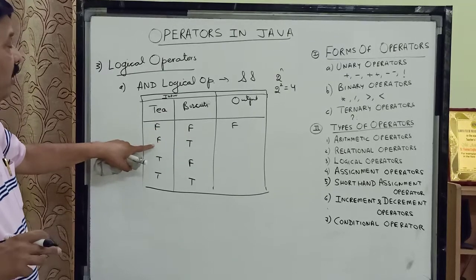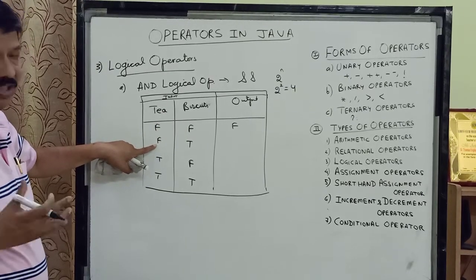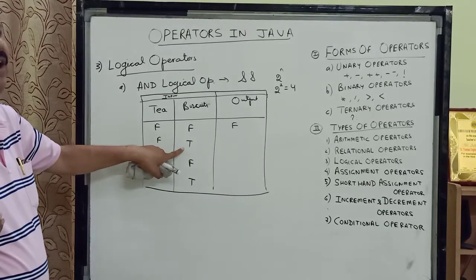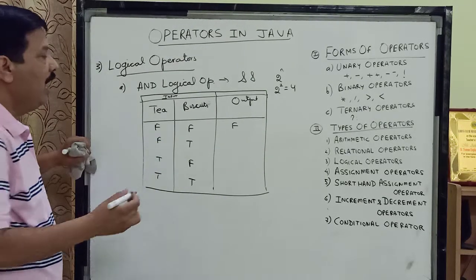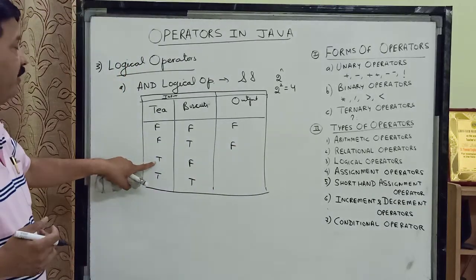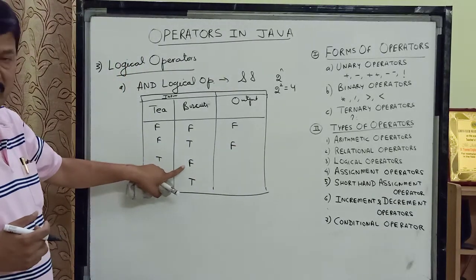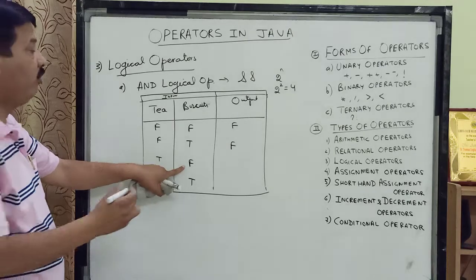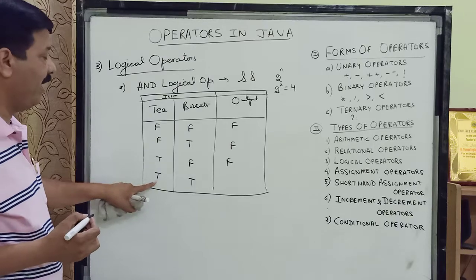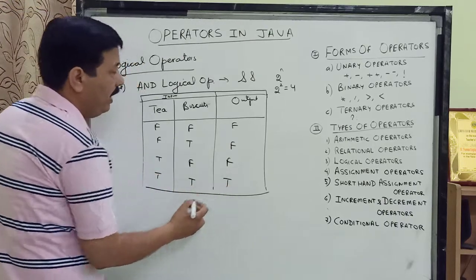The second case: you say, sir, we don't have tea. False means you don't have tea, and true means, sir, you have biscuit. So you are saying, sir, I don't have tea but I have biscuit. Again I want both, so the answer will be false. In the third example you say, sir, I have tea but I don't have biscuit. Then also the answer will be false.